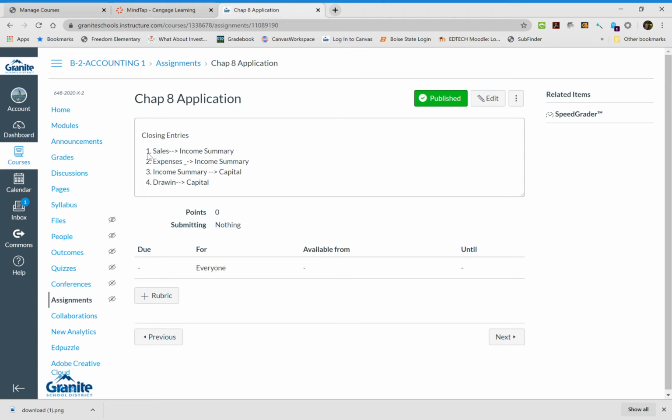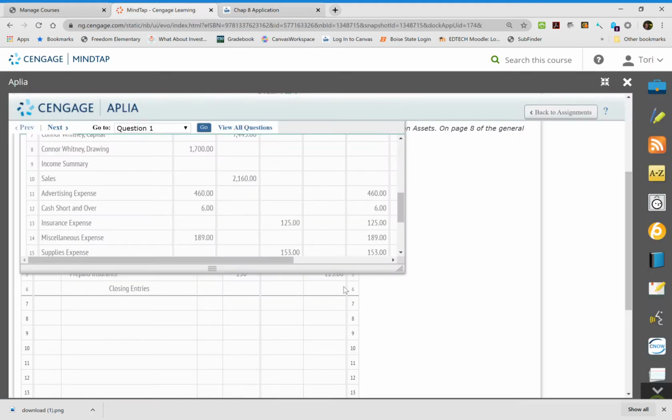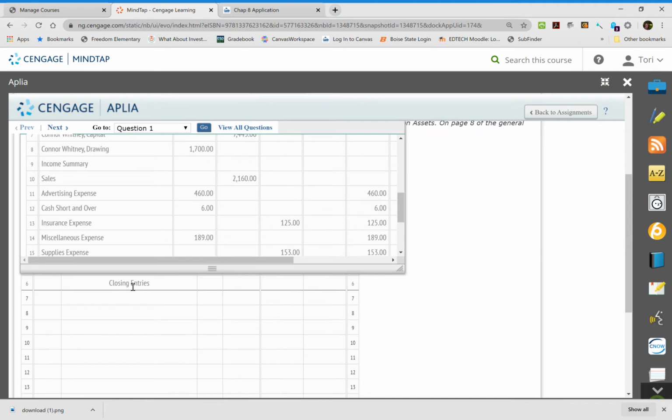The first thing we're going to close is sales. We're going to move it into income summary. Second one is expenses into income summary, and then we're going to close our income summary, and that money goes into our capital, and then we're going to close our drawing. So the first thing you have to do is write "Closing Accounts." Then you put the last day of the month, which is the 30th.